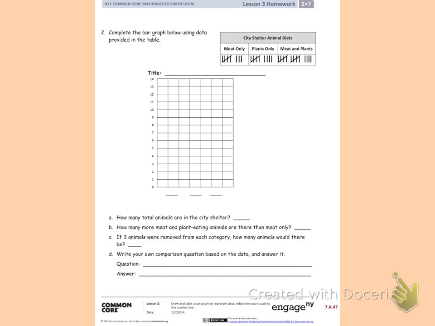First, I notice the title. The title is City Shelter Animal Diets. I will write that on the title line, remembering to capitalize the title. City Shelter Animal Diets.